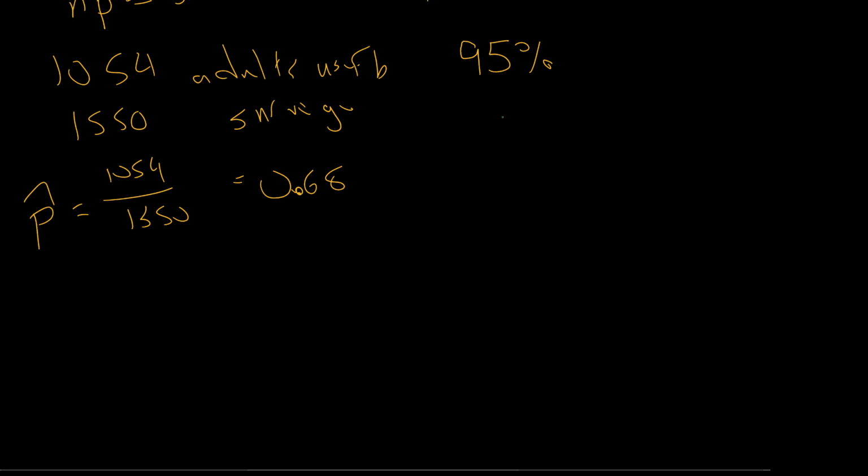And so we're going to restate this. What we need to do then is figure out q, which is 1 minus 0.68. So 1 minus 0.68 is 0.32. And so our error is going to be the critical value of 0.95, which is 1.96.